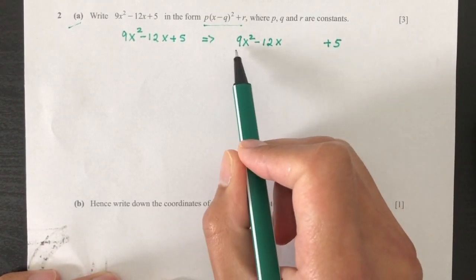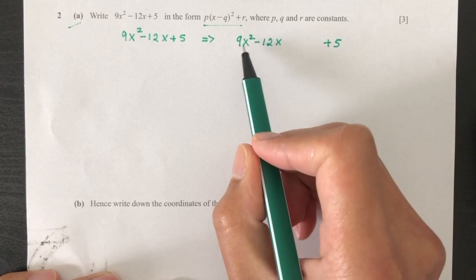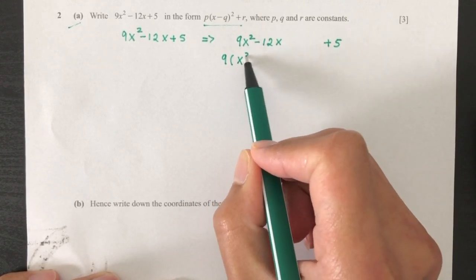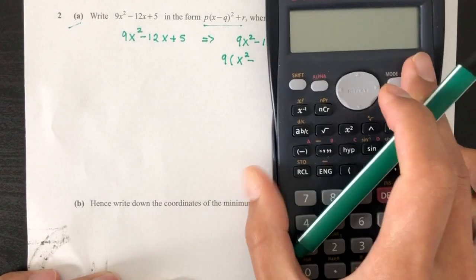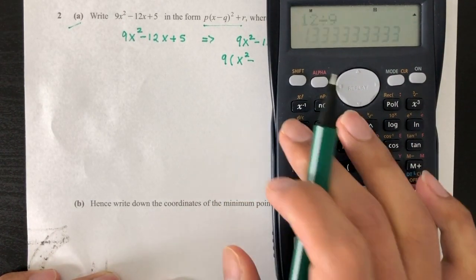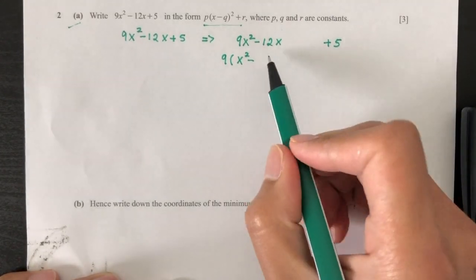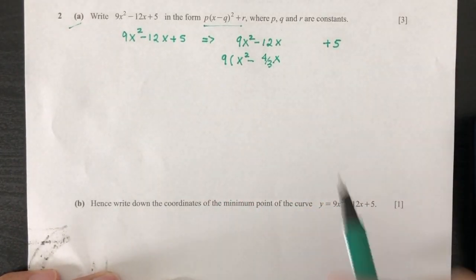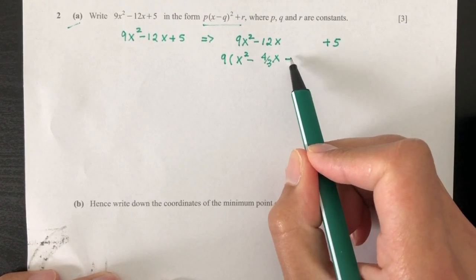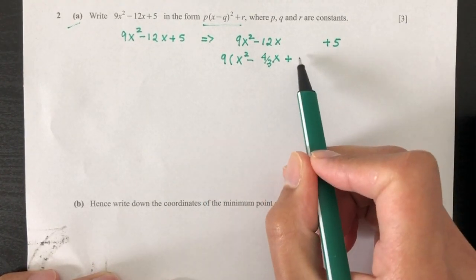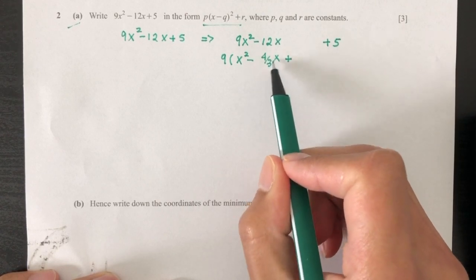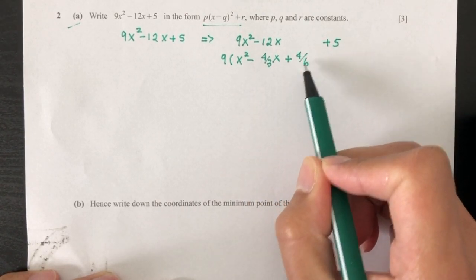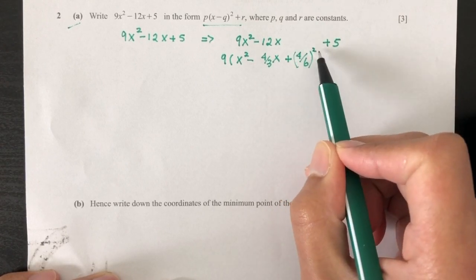So for these two, let's have a look. Now we have 9 here. Let's take out 9. We will have x squared minus 12 divided by 9, that will be 4 over 3, so 4 over 3 x. Now we need to add a number here. So what number do we add here? We will have to take this number divided by 2. That will be (4 over 6) squared.